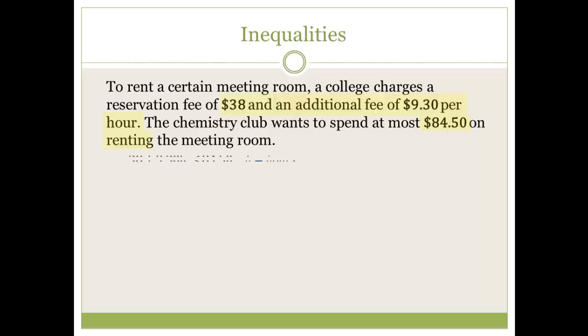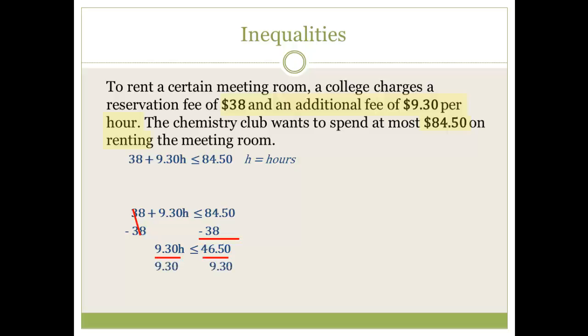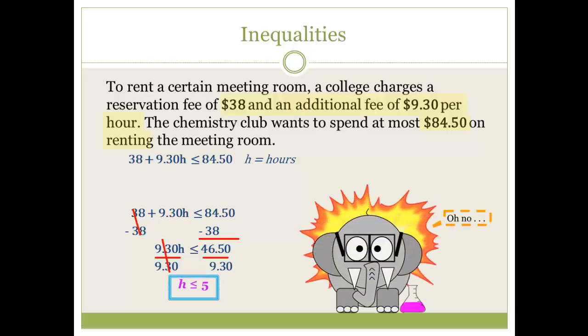We would set up our inequality so that it states 38 plus 9.30 times h is less than or equal to 84.50, with h representing the number of hours. We would subtract 38 from both sides of the inequality. That would leave us 9.30 times h is less than or equal to 46.50. To solve for h, we would divide both sides of the inequality by 9.30. That would leave us with the answer h is less than or equal to 5.